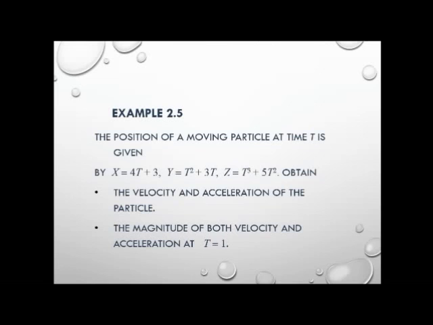Now, another example: the position of a moving point at time t is given by x equals 4t plus 3, y equals t square plus 3t, and z equals t cube plus 5t square. You need to obtain the velocity and the acceleration of the particle. Now you can write this whole form in a single form, where this belongs to i cap, this belongs to j cap and this belongs to k cap.